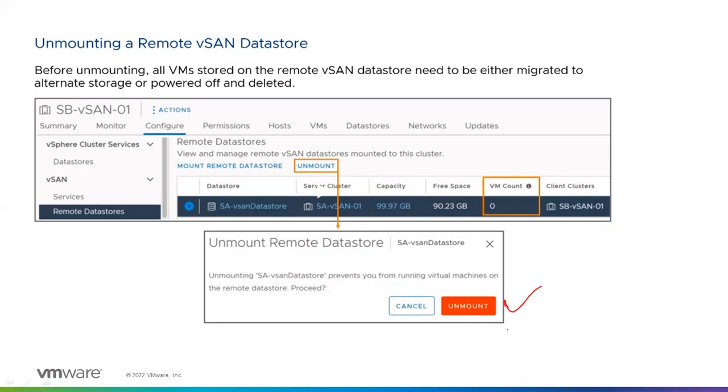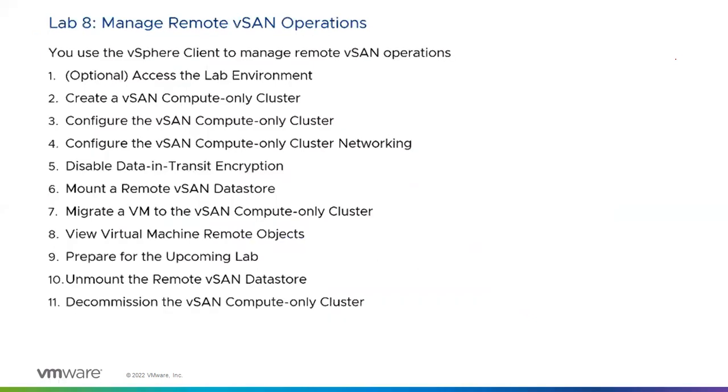And all the VMs' underlying storage, the VMs go into the inaccessible state from the remote cluster. But still my data will be safe on the remote vSAN datastore. Still my VM data is safe, but I won't be able to access the VMs from the respective cluster from where we are unmounting this vSAN datastore, right? Clear?